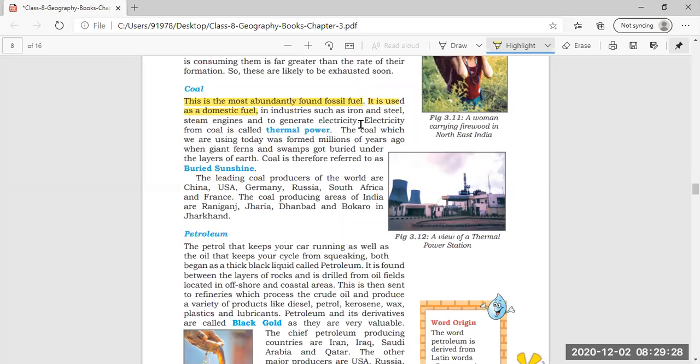Then electricity from coal is called thermal power. So electricity which is generated from coal is called thermal power. So what is thermal power? It is the electricity generated from coal.